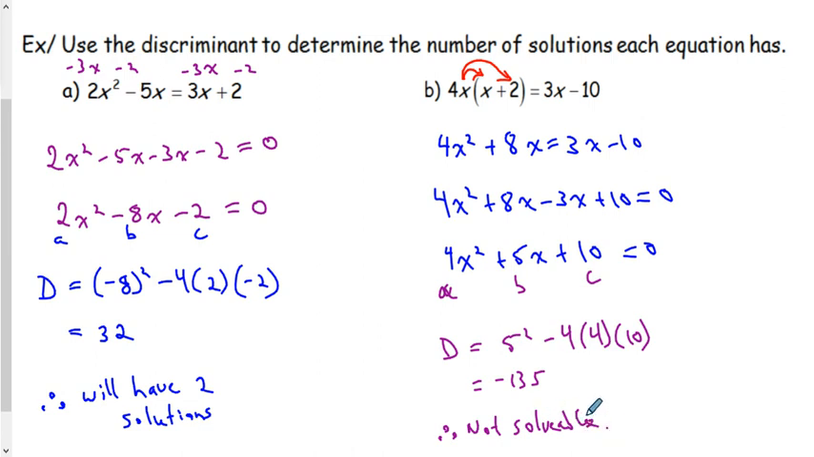So if you were trying to solve this, if you were trying to factor this out and do, okay, I'm going to factor it out, I'm going to find two numbers that equal 4 times 10 and add to 5, you can't do it. There's no solution. You actually can't do it. You can't factor this, you can't solve it. There's no value for x that's going to make this true.